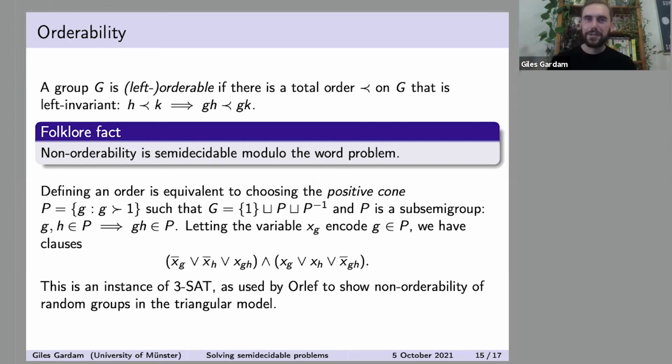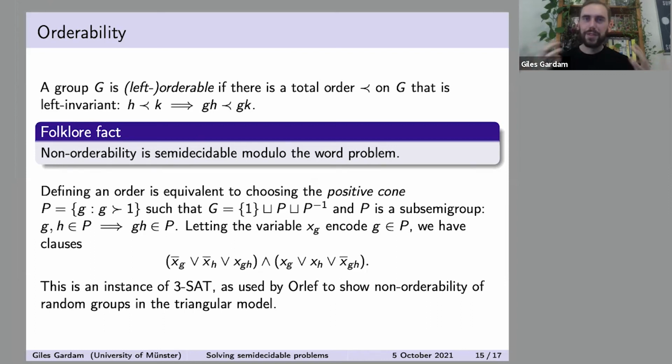I mean, this is something that we know is in NP. If I create a variable for each group element to record, is it positive or not? Then I get all these clauses, say for g and h. So let's assume that these are not the identity element. Then I get a clause like: not x_g or not x_h or x_gh, that says if g is positive and h is positive, then their product has to be positive. And the other clause is saying the same, but for negative.